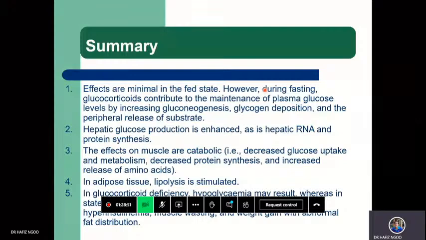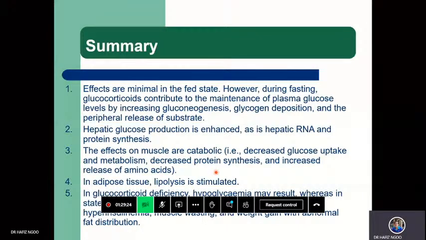Okay, so in summary, the effect of cortisol during the fed state is usually very minimal, but during the fasting state, cortisol contributes to maintaining plasma glucose level by increasing gluconeogenesis, glycogen deposition, and also peripheral release of substrate. So hepatic glucose production is enhanced, because our cortisol level will be high to try to increase the plasma glucose level.